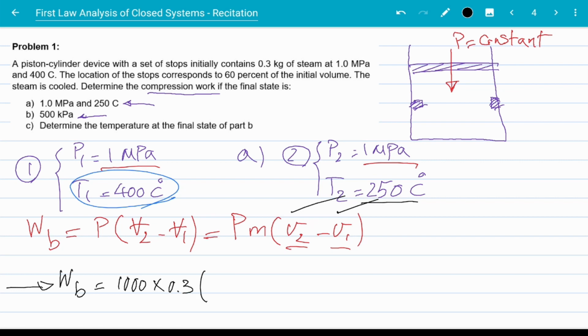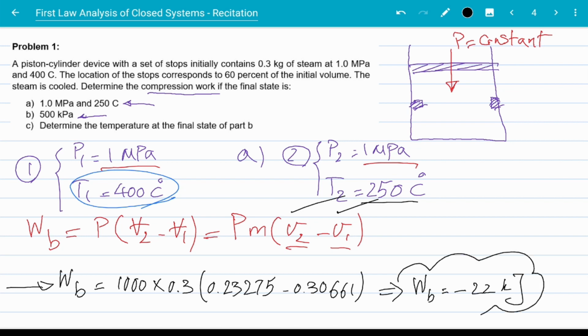times the final specific volume, 0.23275, minus the initial specific volume, 0.30661. And if we do the math, we get that the boundary work is minus 22 kilojoules. Now the minus sign means compression.